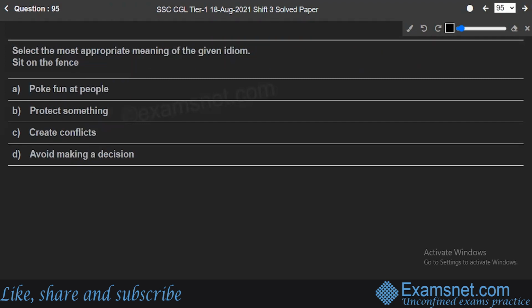95. Select the most appropriate meaning of the given idiom sit on the fence. Options are poke fun at people, protect something, create conflicts, avoid making a decision. Let's see the meaning of this idiom sit on the fence. The idiom sit on the fence means to delay or avoid making a decision. Let's see the sentence to have a clear understanding.